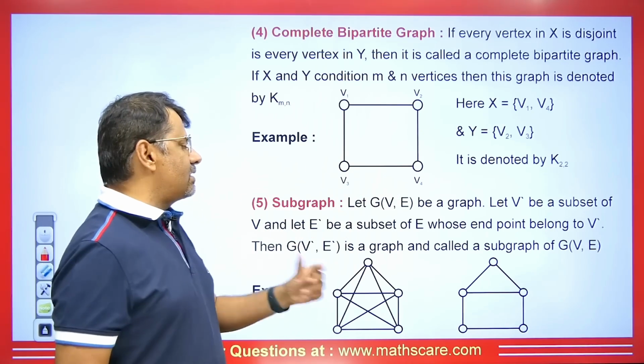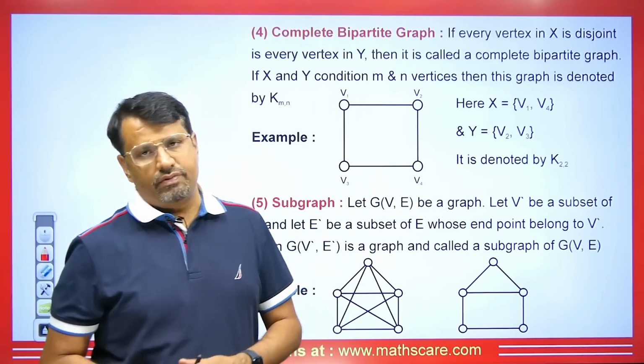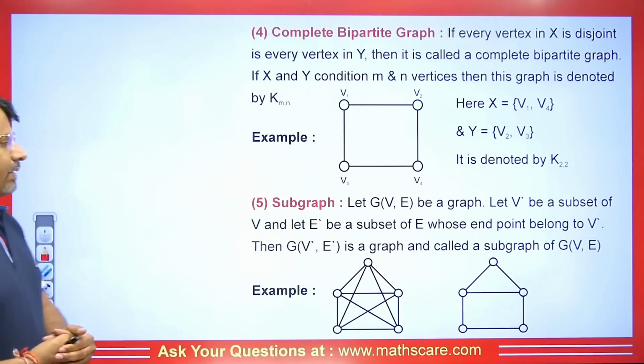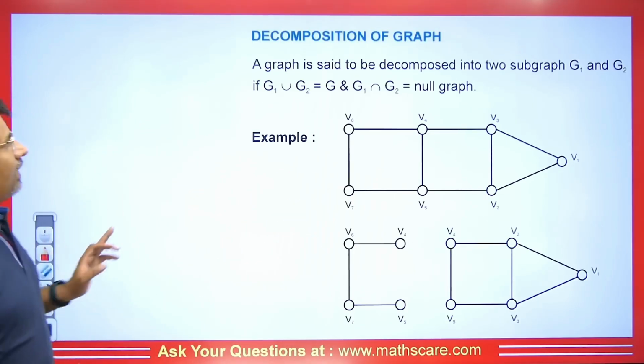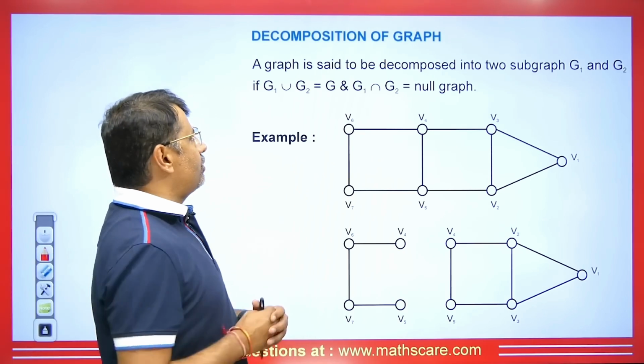Then (V', E') is a graph, and it is called a subgraph of G(V, E). Then we will have a subgraph of this. We will talk about decomposition of graph. What is the meaning of decomposition of graph?